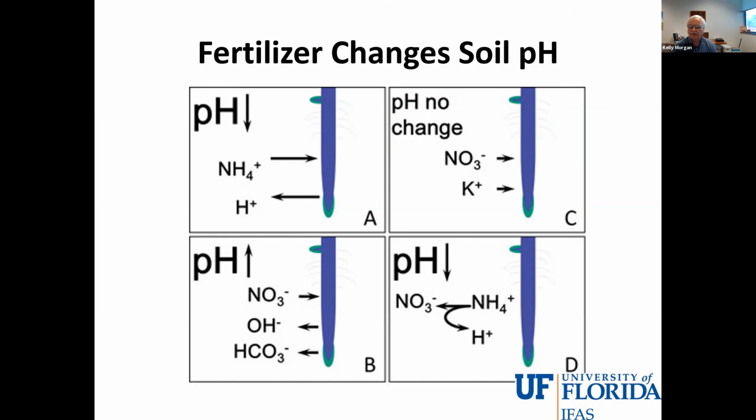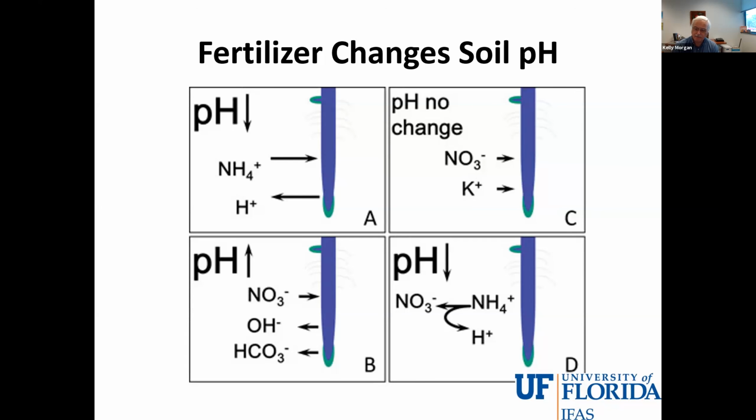If you go down to panel B, where you have nitrate going into the root, you have hydroxide or carbonates coming out of the roots, and your pH will increase. So what you apply as your fertilizer source has a great impact on the pH of your soil. And that, as we'll see a little later on, will influence how your fertilizer changes your soil.